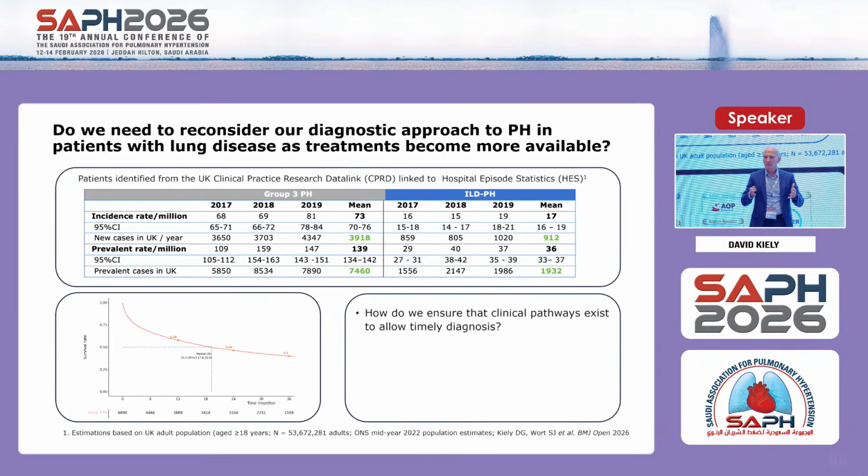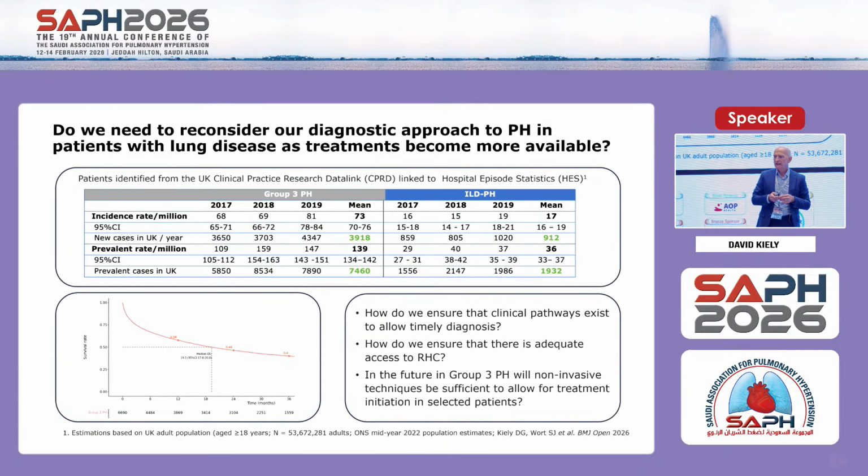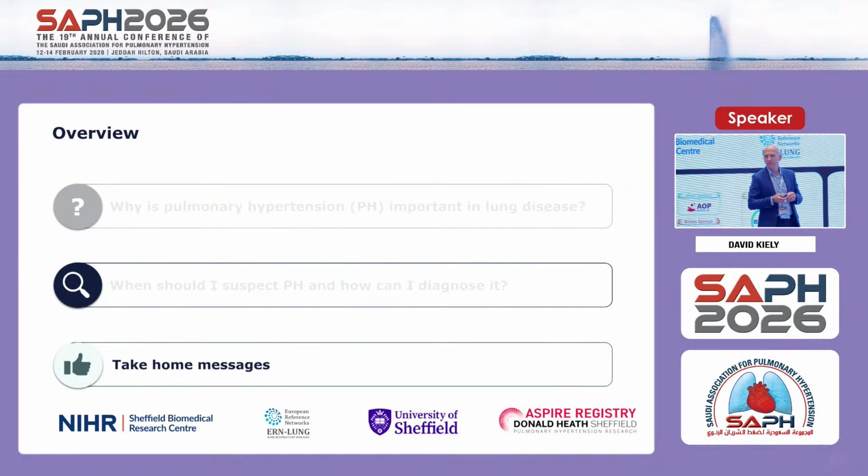So I think to the community, we need to ask ourselves how we ensure that we've got clinical pathways that are fit for purpose, that allow a timely diagnosis. How do we start to ensure that we have adequate access to right heart catheterization? And I think in the future, can we think about using non-invasive techniques maybe to select patients for targeted pulmonary vascular therapies? I don't think we're oven ready for this yet, but I think it's a goal that we might be able to work towards in the future.